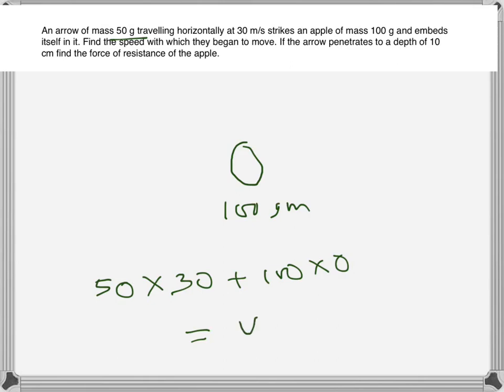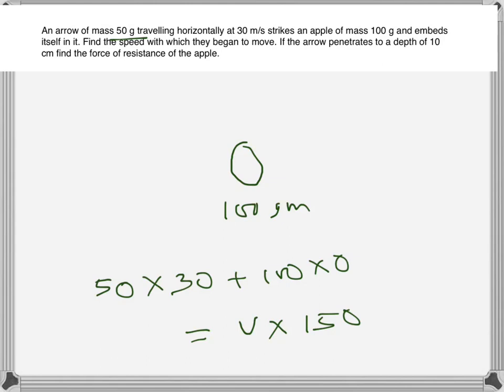Let's say it's v times the total mass, so that will be 150. So we get v is equal to 10 meter per second from that. That's the velocity with which they will start to move.